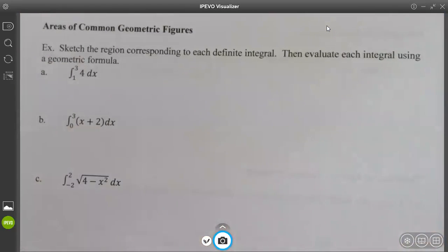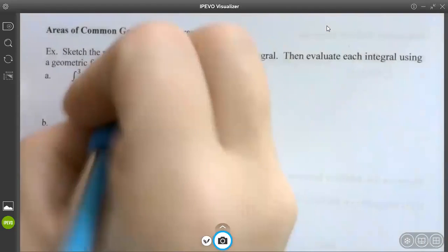Sketch the region corresponding to each definite integral. We can do this on our paper really quick. I didn't add any graphs because you really don't need them. Then evaluate each integral using a geometric formula. So you'll see what it means in just a minute.